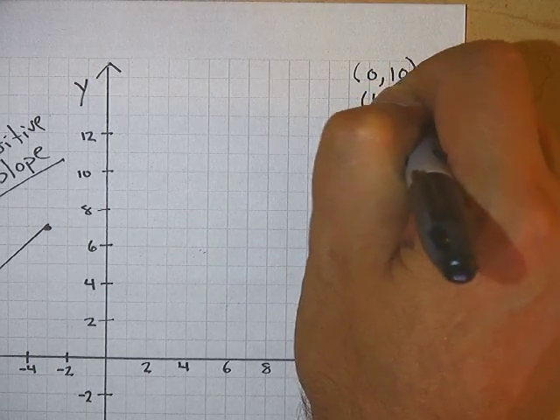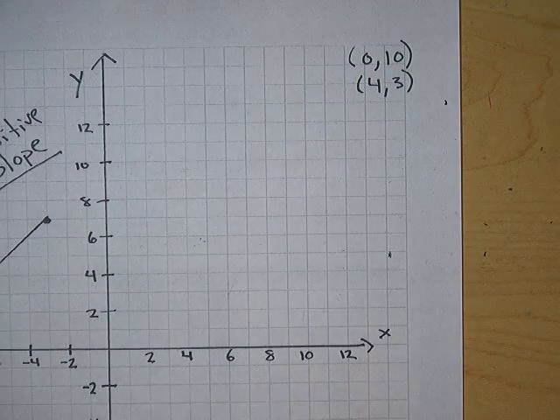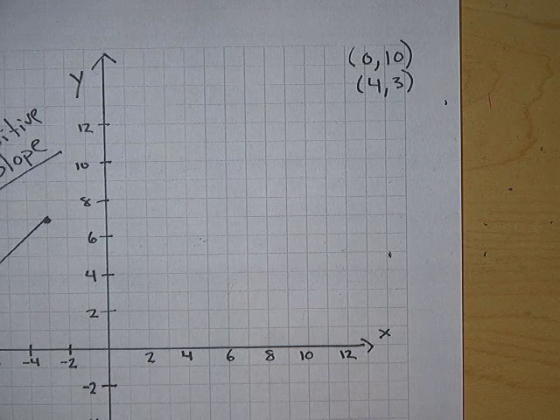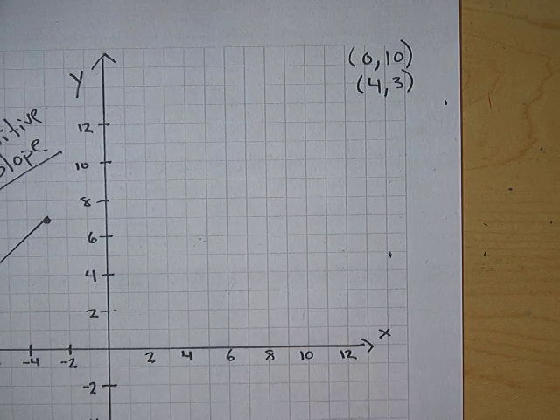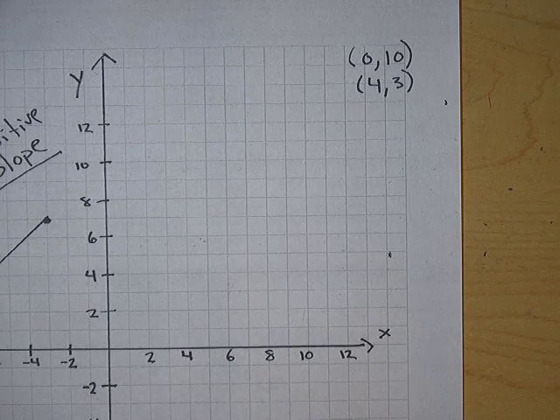Okay? Can everybody move to quadrant 1? Quadrant 1 right here. And can you write down these 2 points? 0, 10 and 4, 3.